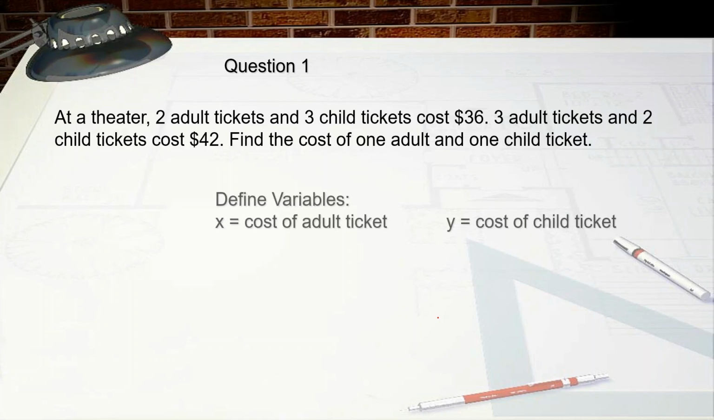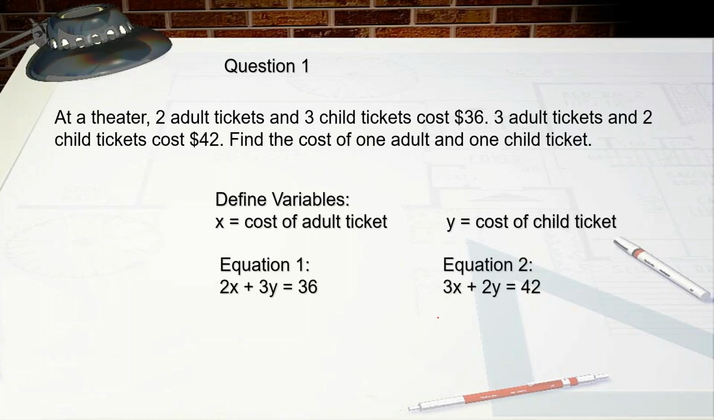First, we start off with step 1, defining the variables. Here I've made x as the cost of 1 adult ticket and y as the cost of 1 child ticket. After that, we make two equations. So equation 1 is 2x plus 3y is equal to 36. And equation 2 is 3x plus 2y is equal to 42. Now we simply solve these two equations.